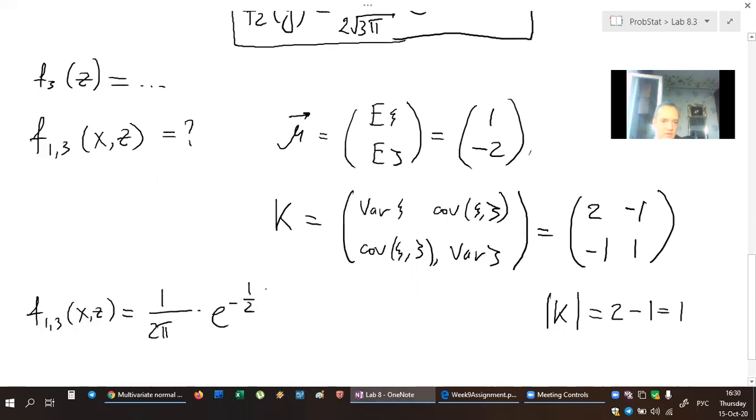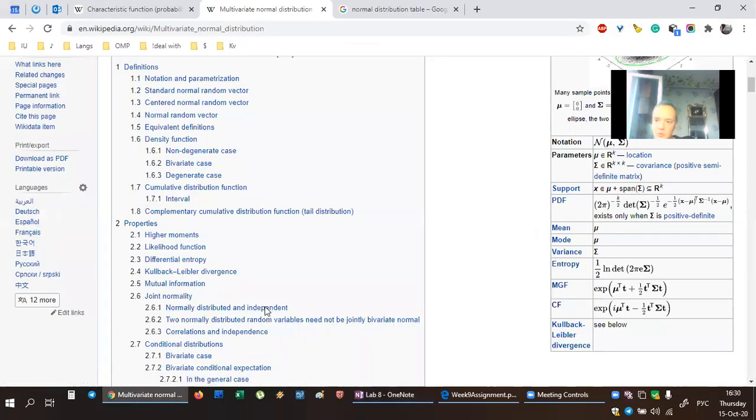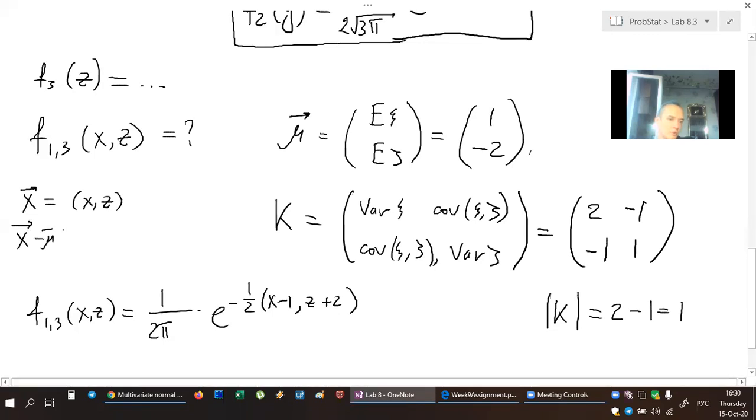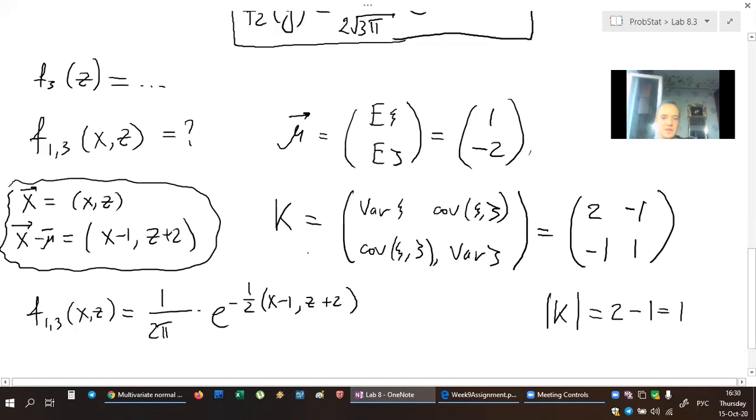So -1/2 here. Then we have to put this vector x minus mu. In our case, it will be x minus 1, first coordinate, and z plus 2, the second coordinate, right? Because our vector is x, z. So it will be the vector x in the definition on Wikipedia. So the vector x minus mu will be the vector x minus 1, z plus 2, right? Just in case somebody didn't understand how I put here.